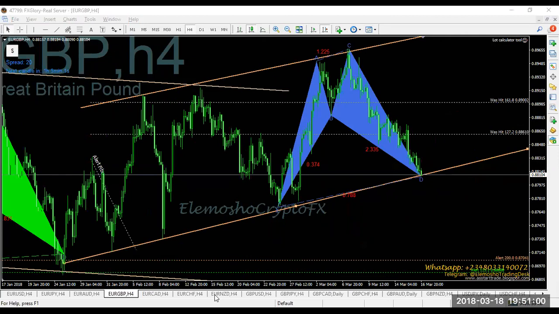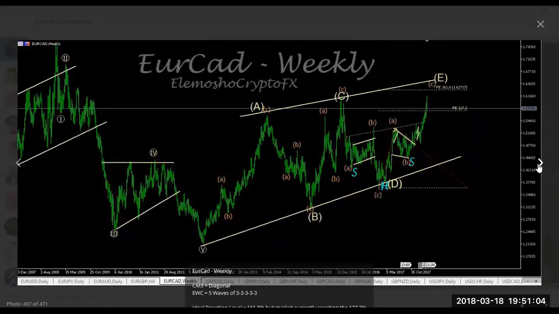The next setup that we'll be looking at right now will be the Euro CAD. Now, Euro CAD has been quite funny, as you guys would explain. The Canadian dollar has refused to be strong all the while, and so I was expecting that price would get to 1.63712 all the while, and I guess that's the level.